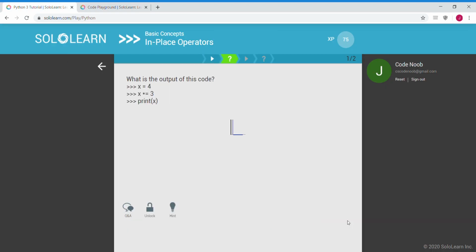So let's continue. What is the output of this code? x equals 4, x multiplied by equals 3. So we're just doing x times 3, which would be 12.